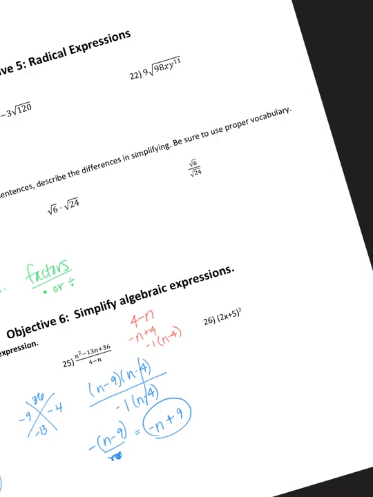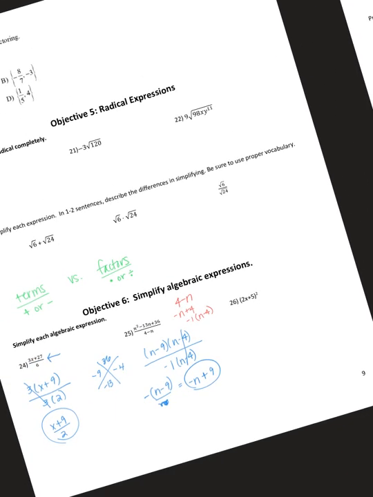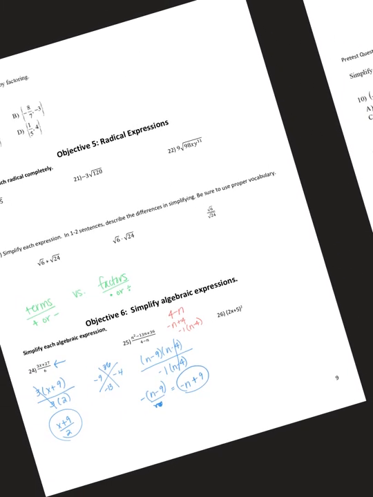Okay, number 26. Number 26 is 2x plus 5 quantity squared.